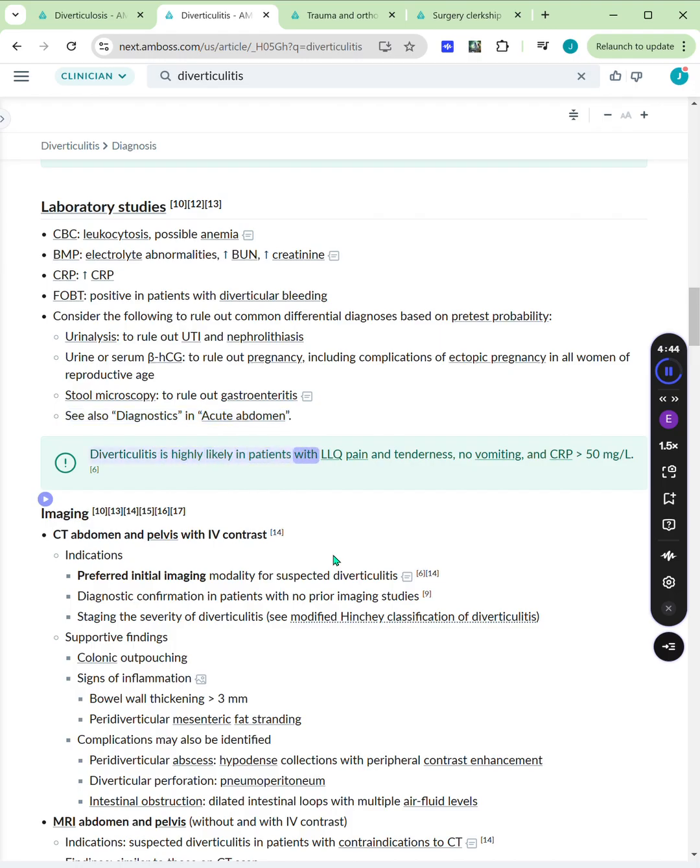Diverticulitis is highly likely in patients with LLQ pain and tenderness, no vomiting, and CRP greater than 50 milligrams per liter.